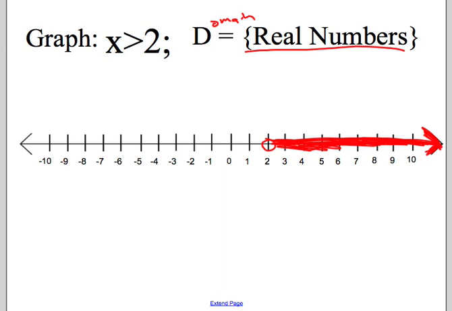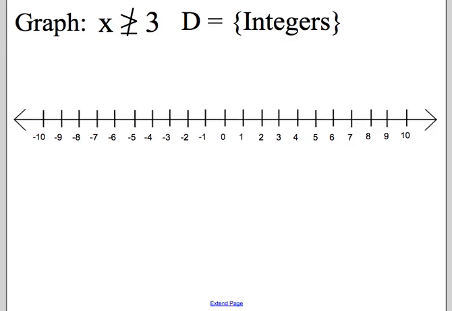That's what we've been doing. We've been graphing these without a domain. We've just been assuming that it's real numbers. So that's what this one looks like. Now if we do this, next problem, we want to graph this where the domain is the integers.